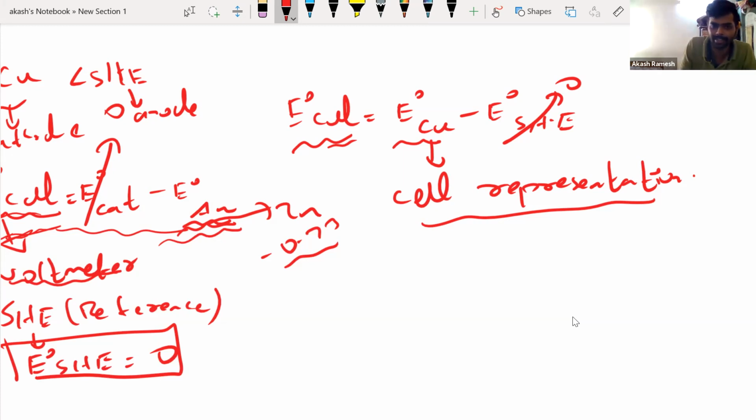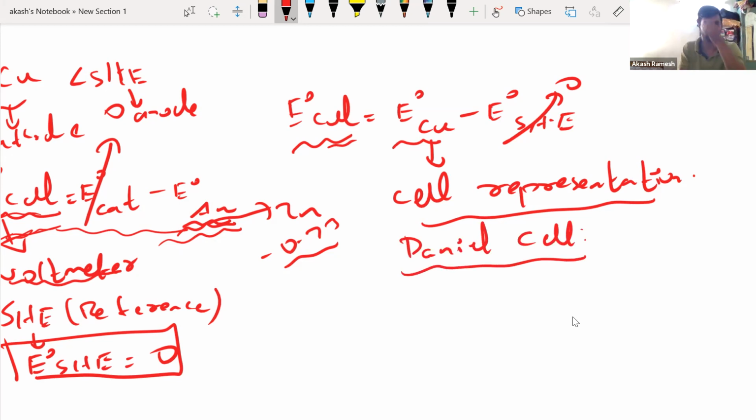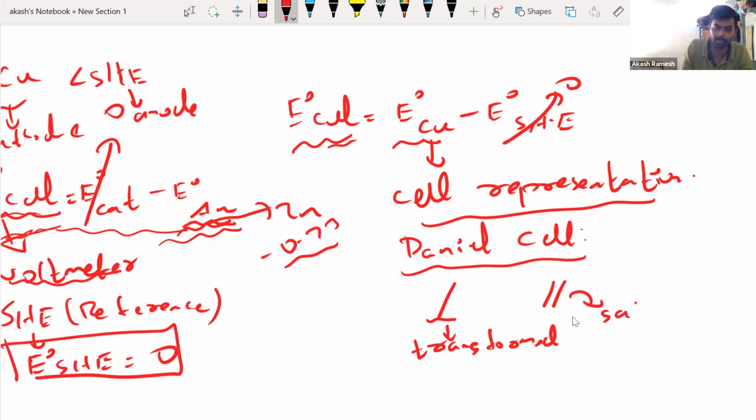Maybe we'll take the Daniell cell as an example, where I use copper sulfate, zinc and zinc sulfate. We'll try to understand how we represent the cell. Now there will be two kinds of slashes you use. You will use this one and you will use this one. This one talks about transformation, what is getting transformed to what. And this talks about the salt bridge. Keep this in mind.